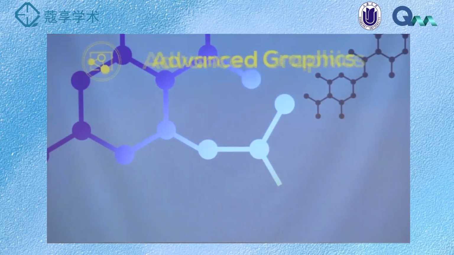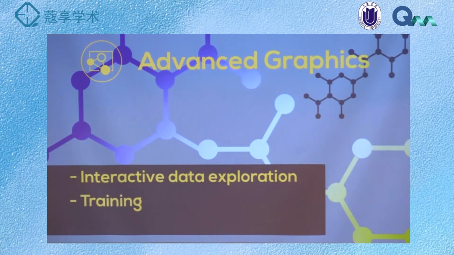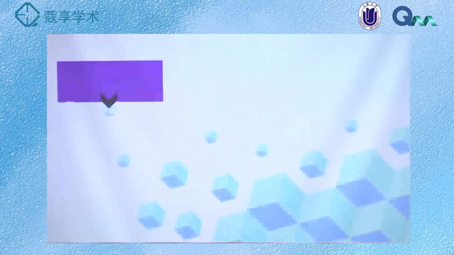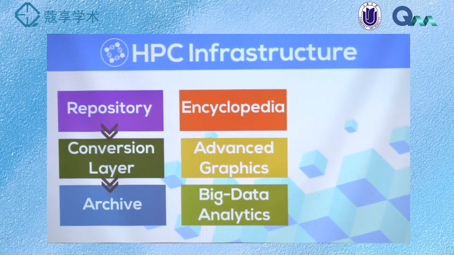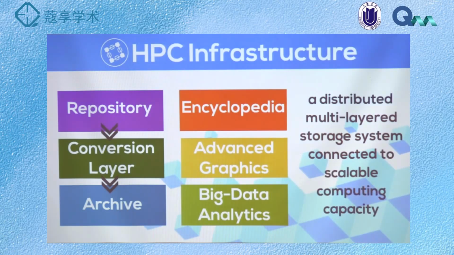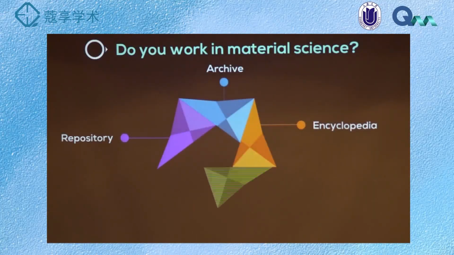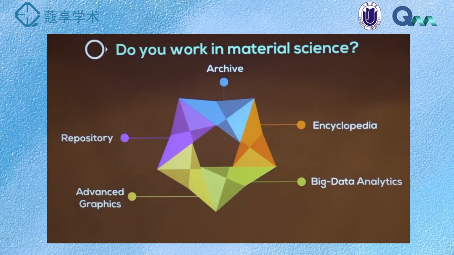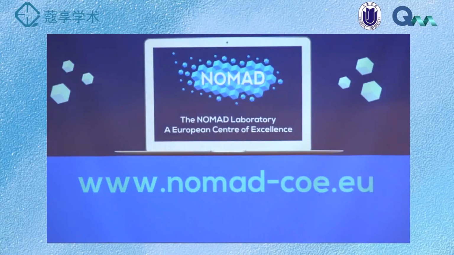As seeing helps understanding, NOMAD is also developing a virtual reality environment to allow for interactive data exploration, training and dissemination. Clearly, all of this is made possible by the underlying NOMAD high-performance computing platform, which consists of a distributed multi-layered storage system connected to scalable computing capacity. Data is the raw material of the 21st century. If you deal with material science, the NOMAD Centre of Excellence is your gateway. Start using it now at nomad-coe.eu.